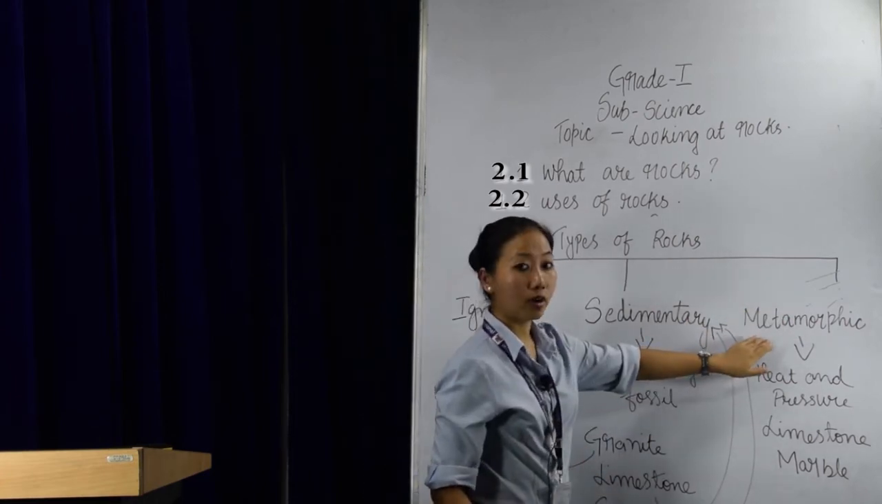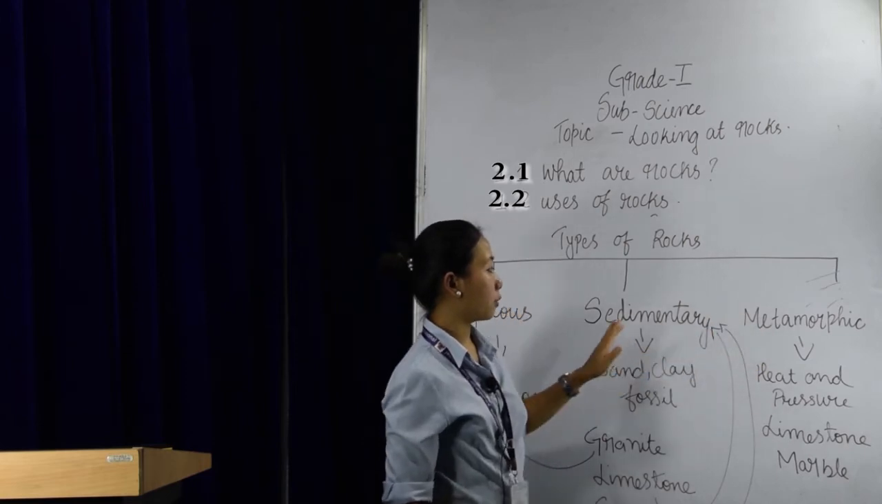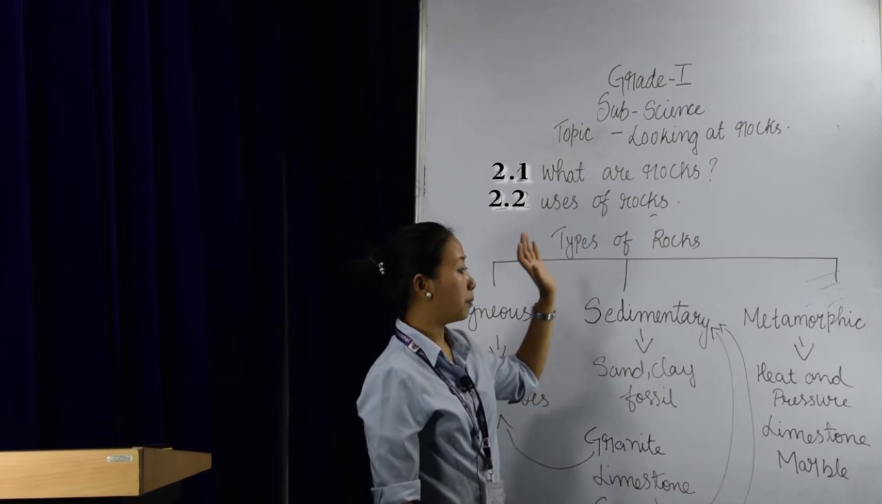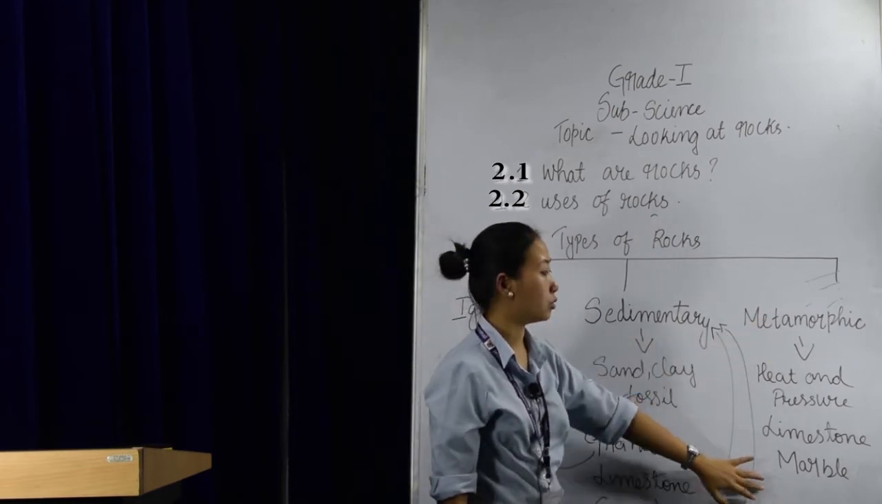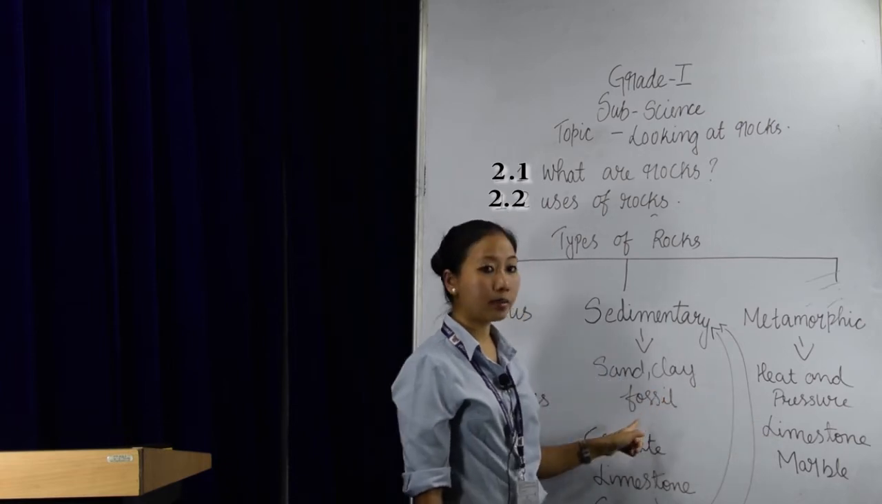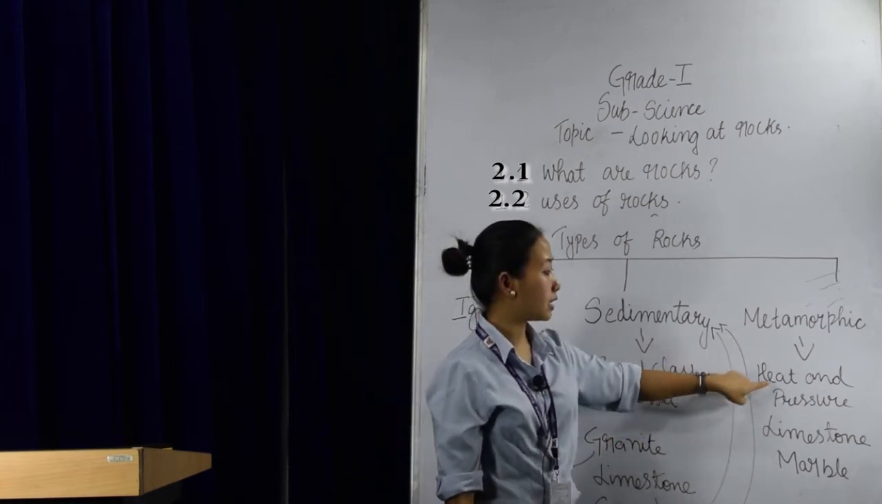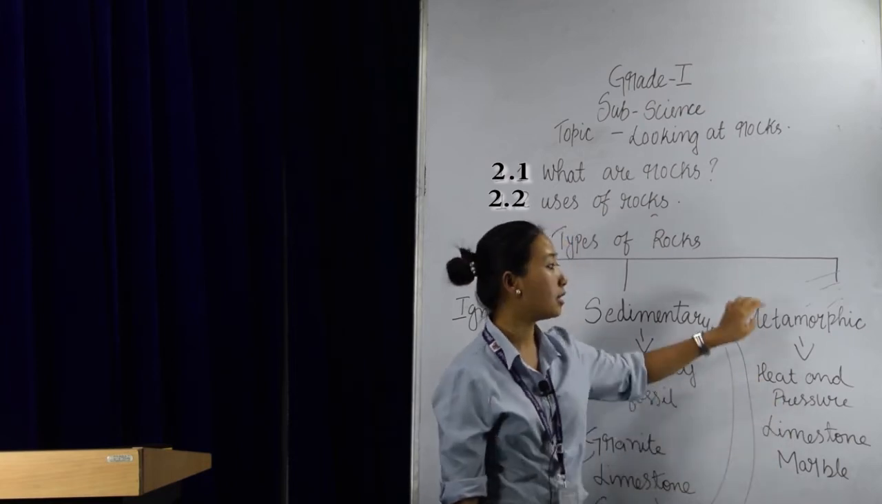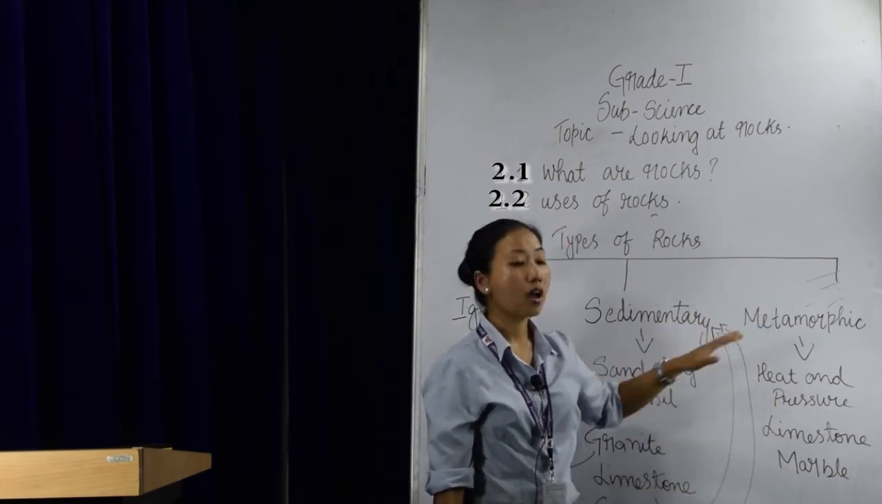So metamorphic rock, as I've said earlier, was once an igneous or sedimentary rock, but due to the pressure and heat, it turns into a metamorphic rock, like the limestone. Limestone was a sedimentary rock, but after it was subjected to heat and pressure, it turned into marble, which is a metamorphic rock.